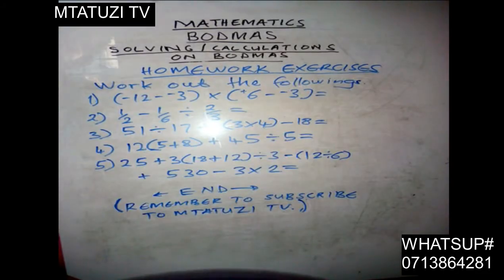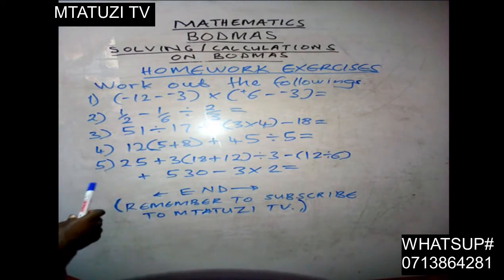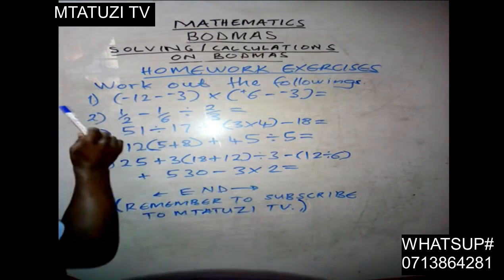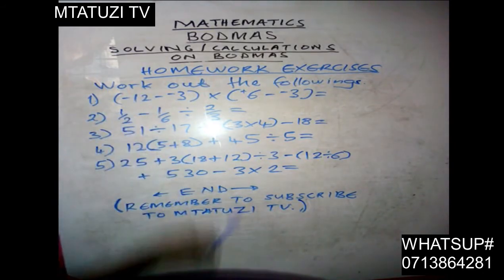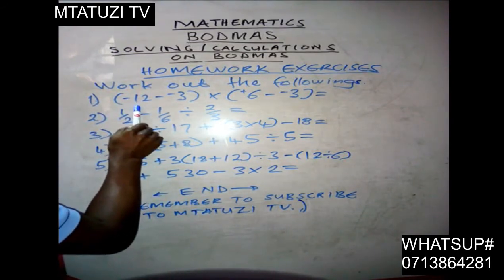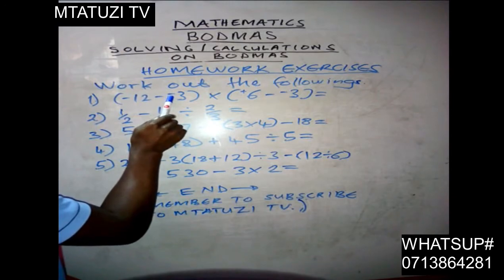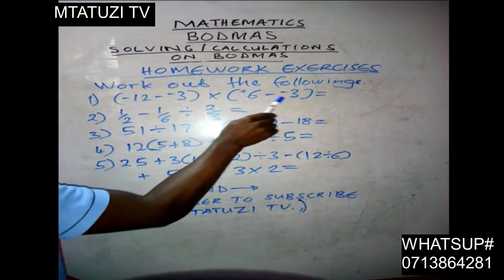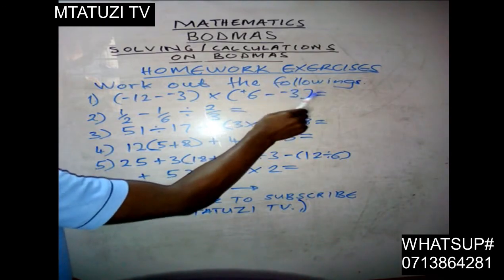Okay, now dear viewers, is the time for your homework exercise concerning Bodmas. You have been given 5 questions here. The question says, work out the following. Question number 1 says, in bracket negative 12 minus negative 3 times in bracket positive 6 minus negative 3 is equal to how much?